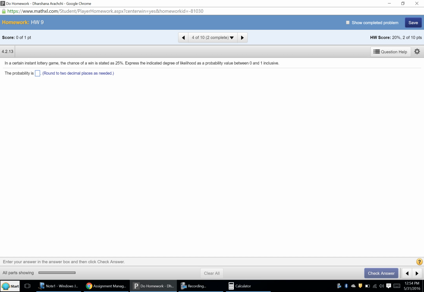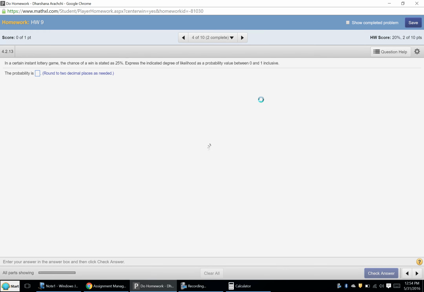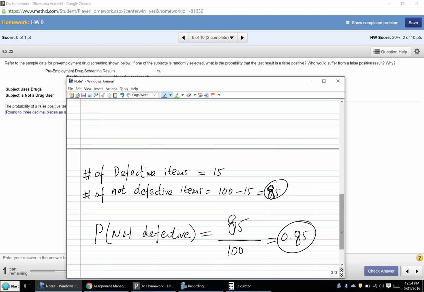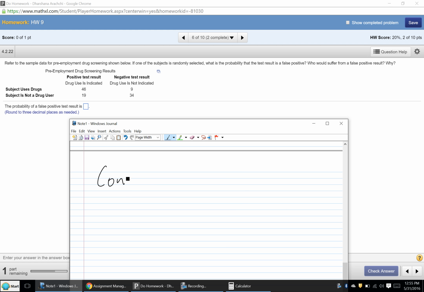All right, now next I want to discuss number 6 in your homework 9. So let's pick number 6. Now here we have a table. These types of tables are called contingency tables, because this table contains 2 rows and 2 columns. Such tables are called contingency tables. Anyway, let's have a look at this question.